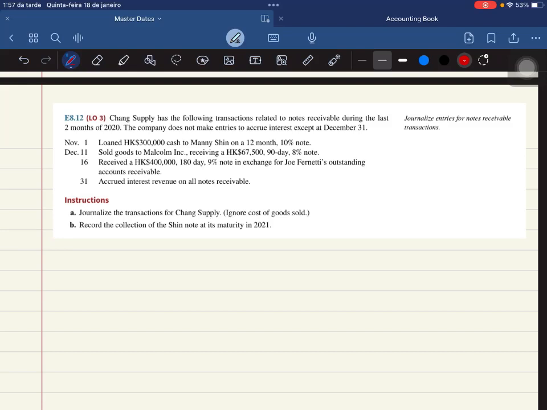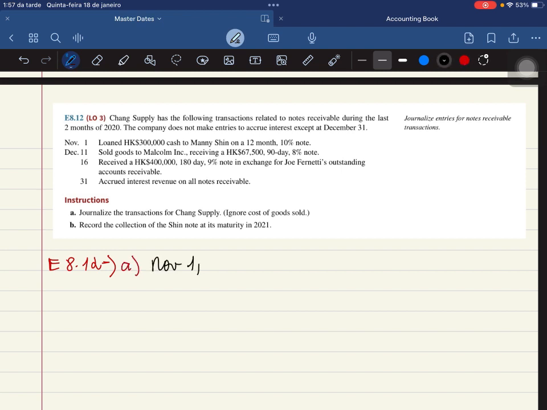E 8.12. Chang Supply has the following transactions related to notes receivable during the last 2 months of 2020. The company does not make entries to accrue interest except at December 31st. Journalize transactions for Chang Supply, ignore cost of goods sold, and record the collection of the Shin note at its maturity date. Okay, so let's journalize the transactions.